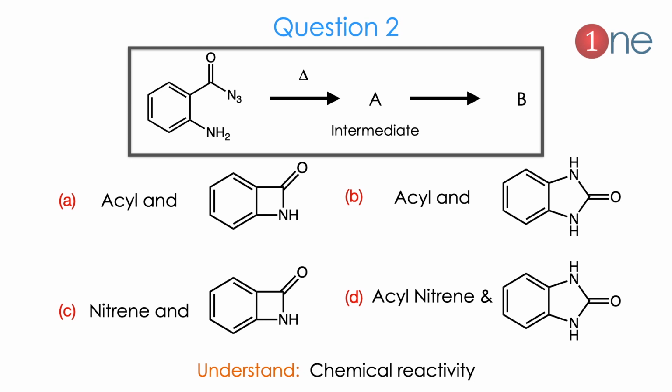Then let us see the second example. The starting material is an acid and amine. They are asking you to guess the product. Simply thermal conditions are given. They ask you to guess the intermediate and product. They are given the choices.